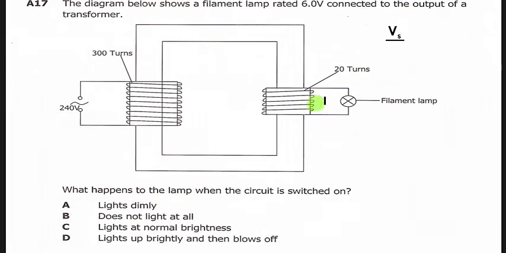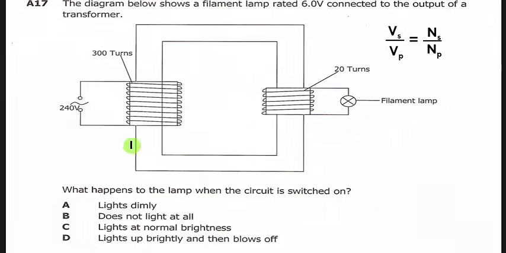Primary, secondary. The voltage in the primary is the input of the transformer, and the secondary is the output. So the voltage in the secondary divided by the voltage in the primary must be equal to the number of turns in the secondary divided by the number of turns in the primary.